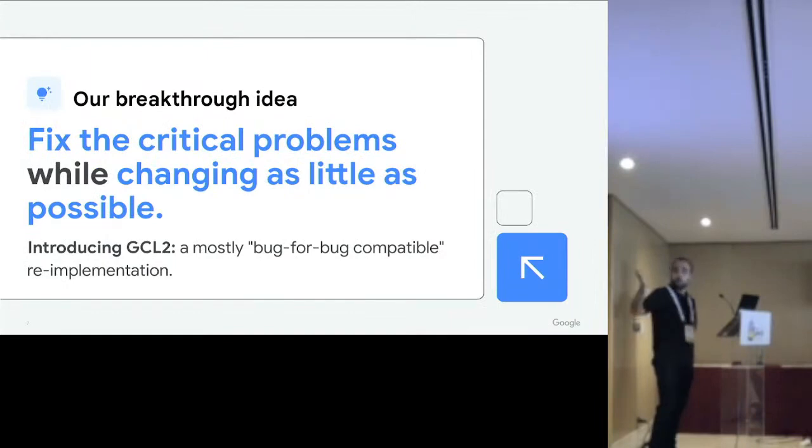And our breakthrough idea, how we did this, was let's just focus on fixing the critical problems and change as little as possible. What we arrived at is, let's keep as much of the language as possible, copy all the bugs from the original implementation, reproduce the behavior, but just change the implementation and see what that would enable us to change.